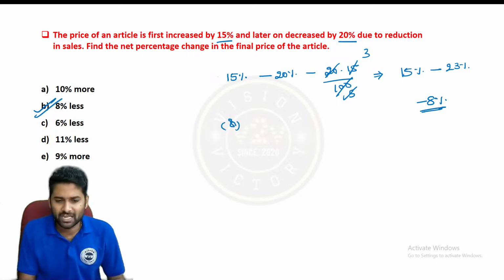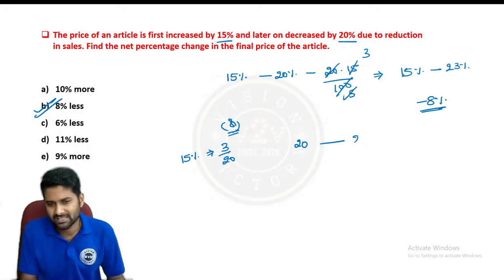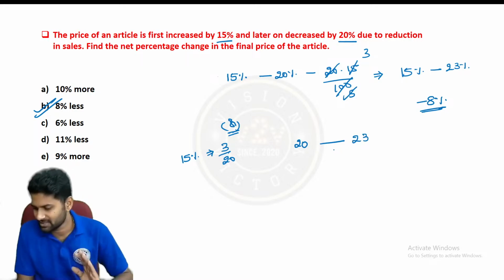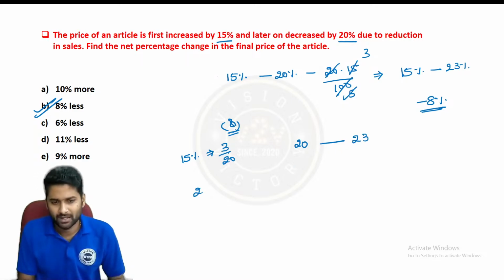Or guys, I will tell you the fraction calculation also. For example, if it is 15 percent, you already know that 15 by 100 can be represented as 3 by 20. Now see, if the initial price is 20, it increases by 3 units. Now it becomes 23. Just consider it that way. Now the next value is a reduction of 20 percent. First find the fraction of 20 percent, which is 1 by 5. It means that if the price is 5 rupees, it reduces by 1 unit.